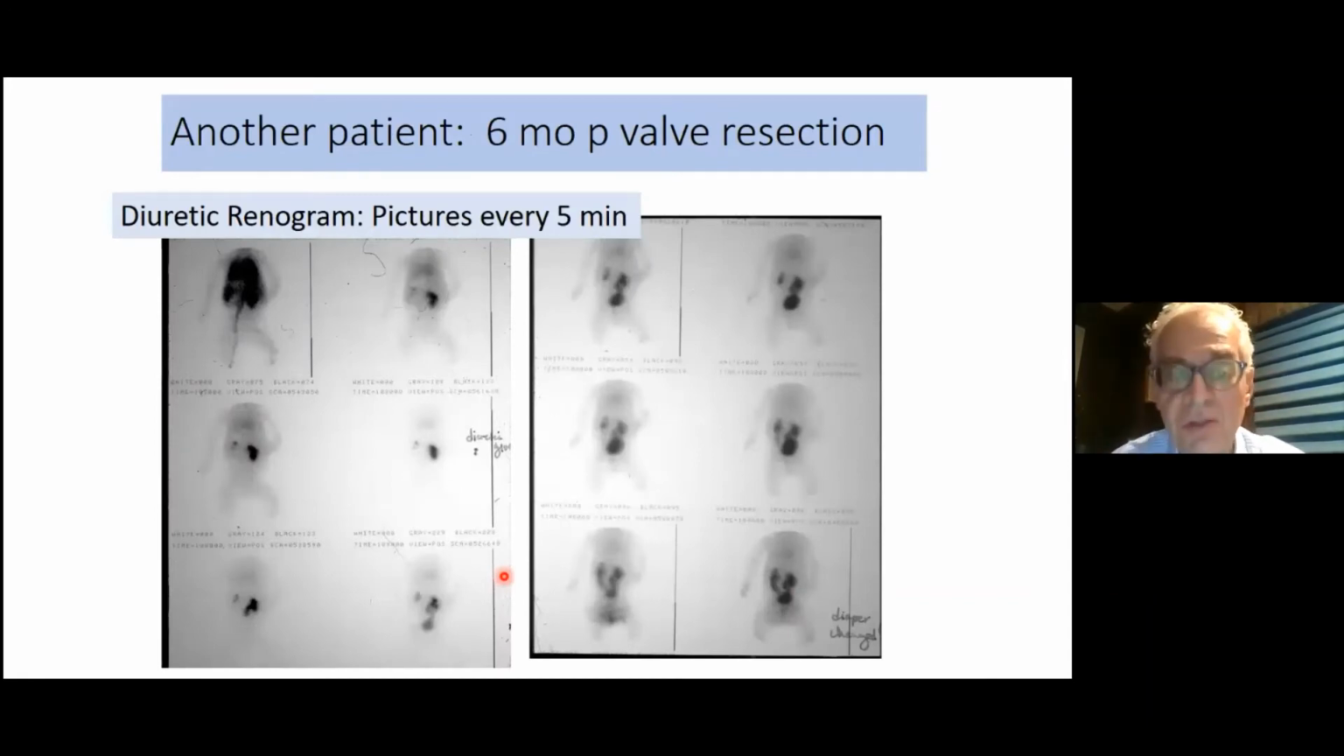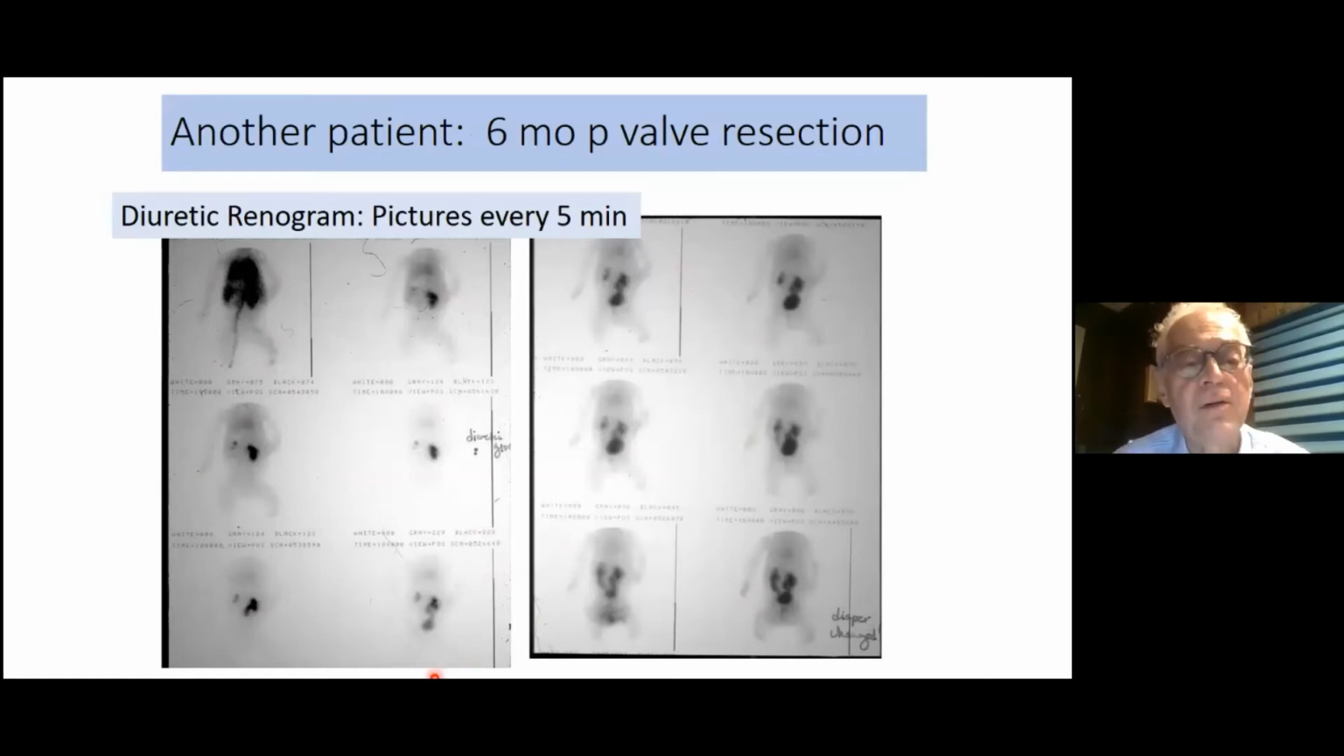Okay, I want to show this one. This is a totally different patient with valves, and this is a diuretic renogram. It's a rather old one. It's actually a UCSF diuretic renogram, believe it or not. And these pictures are every 5 minutes. So this is the injection. This is 5 minutes, 10 minutes. The diuretic was given at 15, 20, 25, 30, 35, 40, 45, 50, 55.